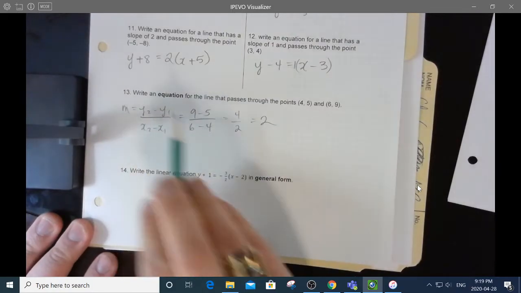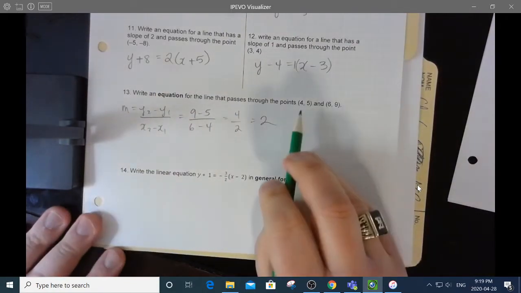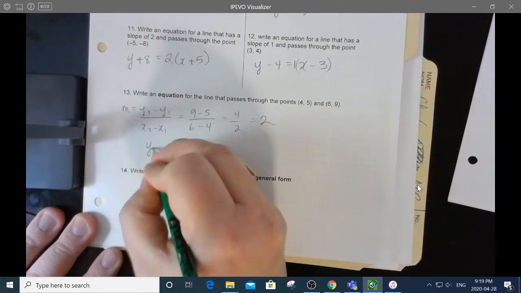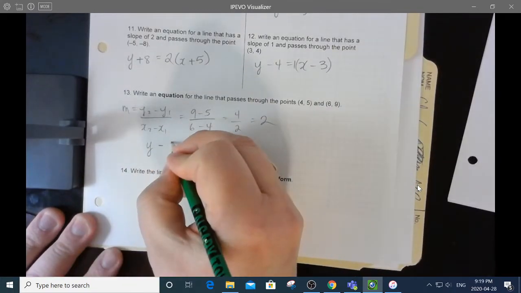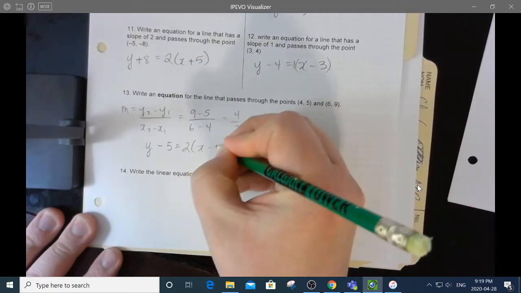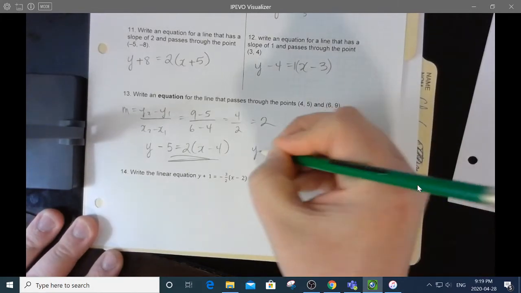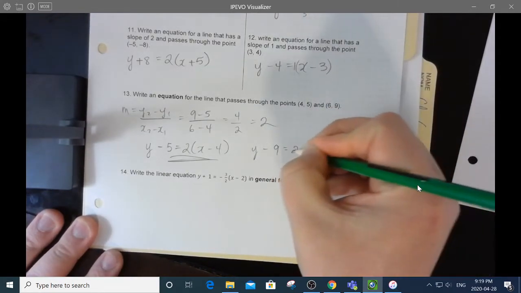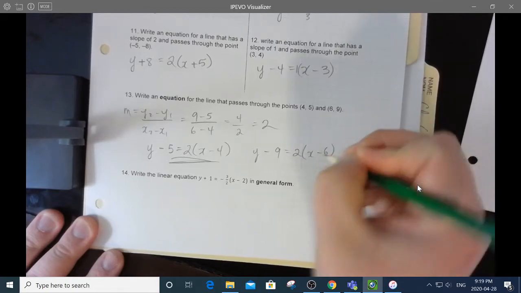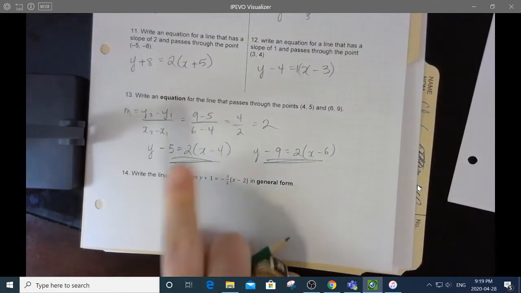And then I'll use my point slope form that I used in the last couple of questions. And I'll use this point. So it's going to be y minus 5 equals 2 times x minus 4. And in case anybody wanted to try it with that point, it should be y minus 9 is equal to 2 times x minus 6. And I know those look different, but if you were to turn those into general form, they'd both be the same equation.